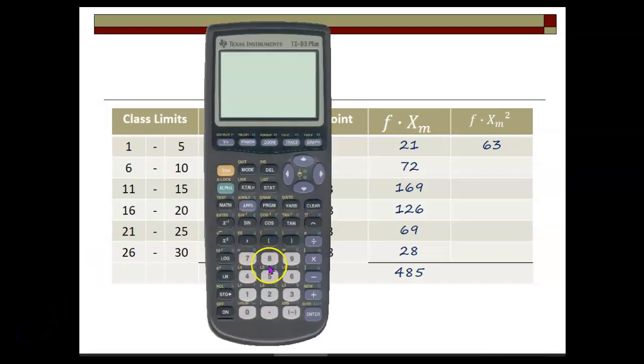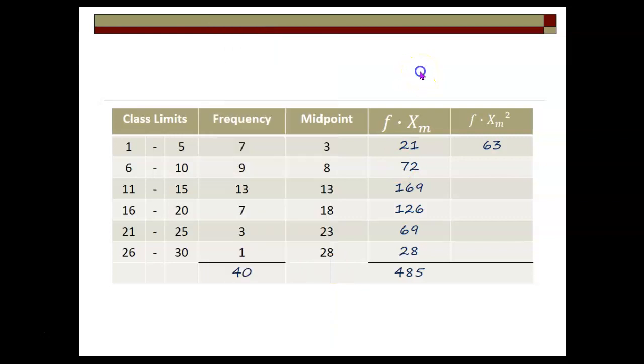And we can put that into a calculator like this, 9 times 8 squared. It will do that correctly. It will do squaring of just the 8 and then the multiplication, and it will be 576. So 576 goes here, and then we do the rest of these the same way.